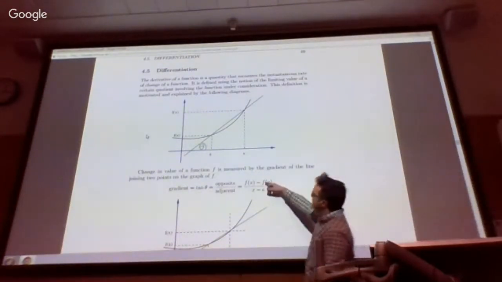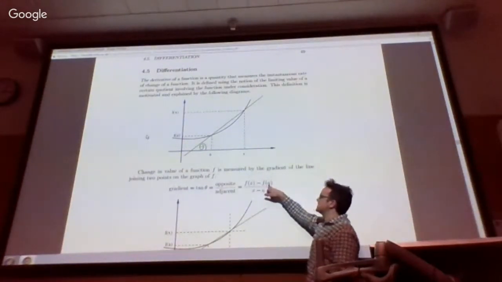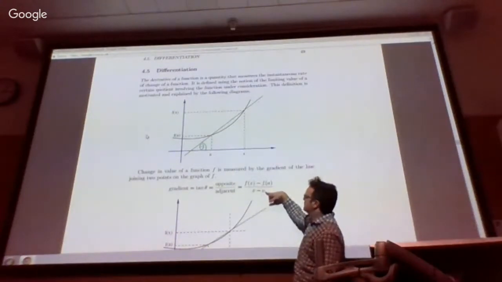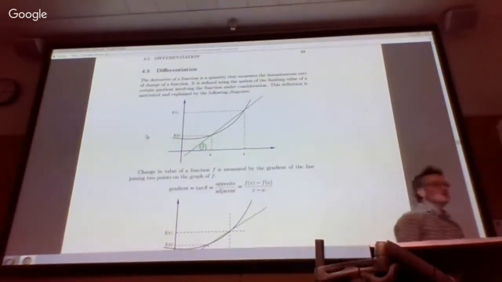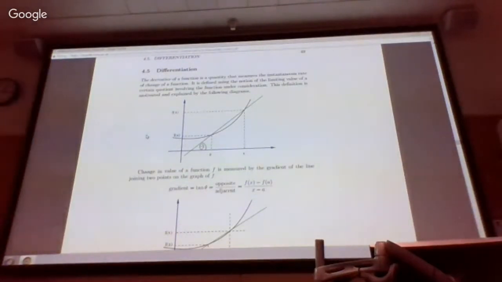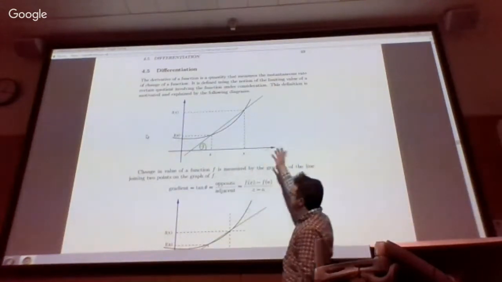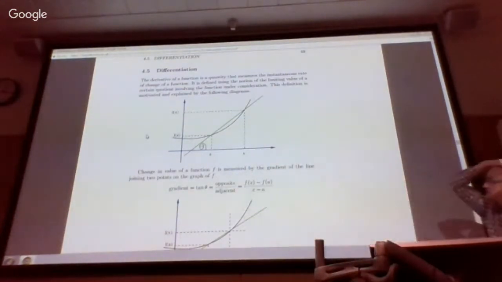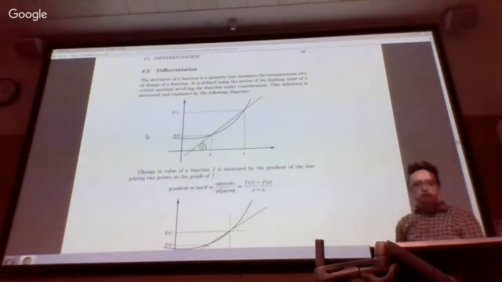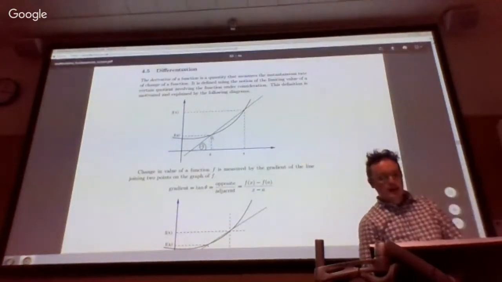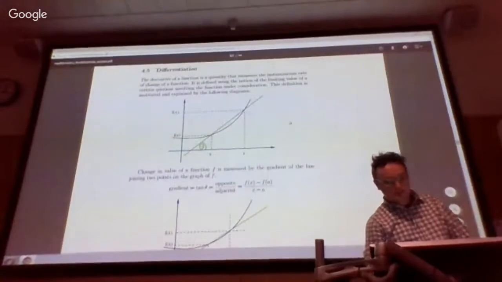So we look at this ratio. This is the relative change in value of the function f compared to the difference between x and a. This has geometric meaning. It's the gradient of this straight green line, which you can refer to as a chord across the graph. It's going through the two points (a, f of a) and (x, f of x).